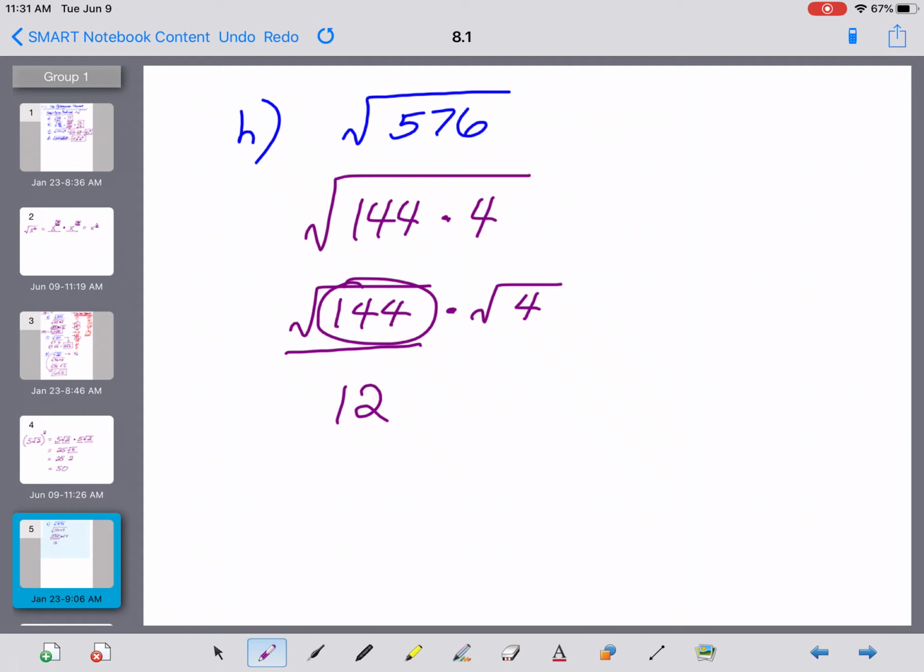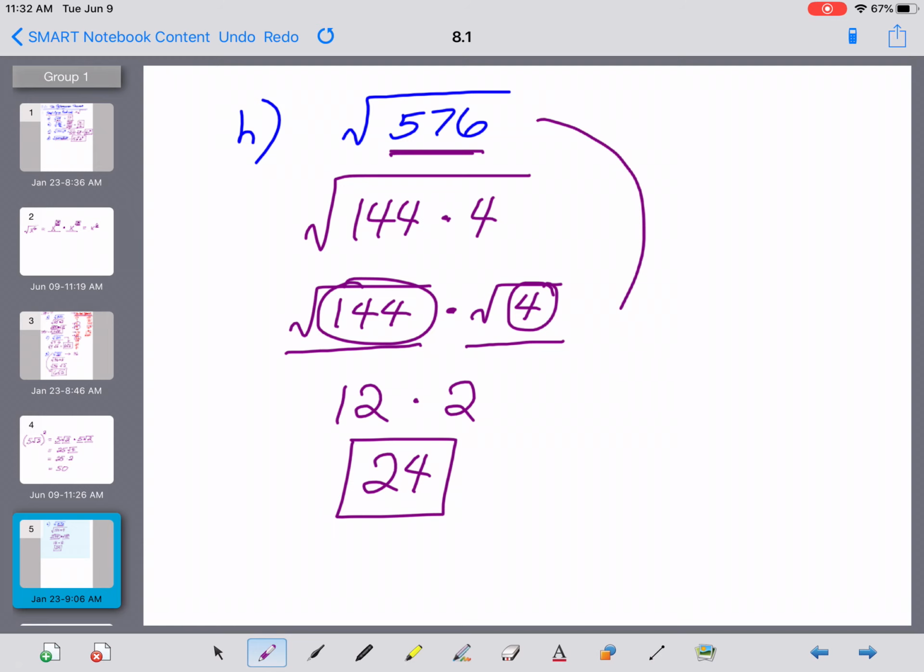But what's interesting about this problem, for the first time, we can actually evaluate this second factor. 4 is also a perfect square. So the square root of 4 is 2. And we now multiply the 12 and the 2 together to get a final answer of 24. So this is the first problem we've done out of this whole list where the answer has not involved a radical. That tells us something that we probably didn't know.